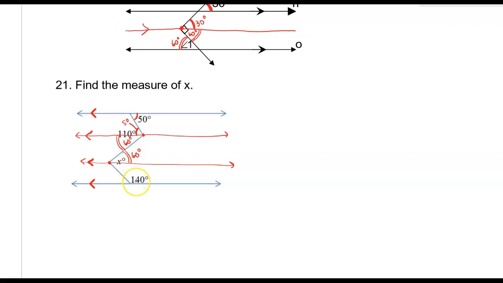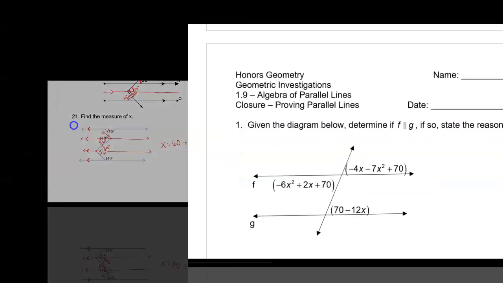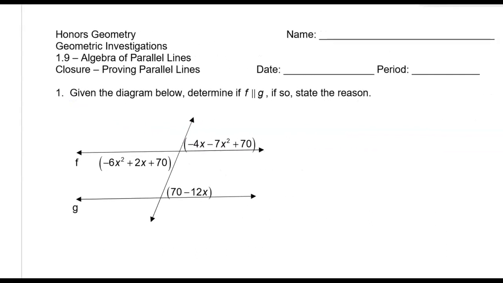The 140-degree angle is same side interior to this angle right here. So 140 plus 40 makes 180, because those are supplementary. So angle X is made up of a 60-degree angle and a 40-degree angle. So X is 60 plus 40, which is 100. Now pause the video, do the closure, and then turn the video back on to check your answers.